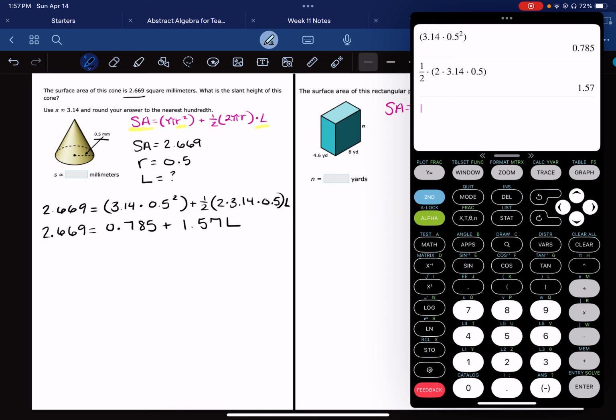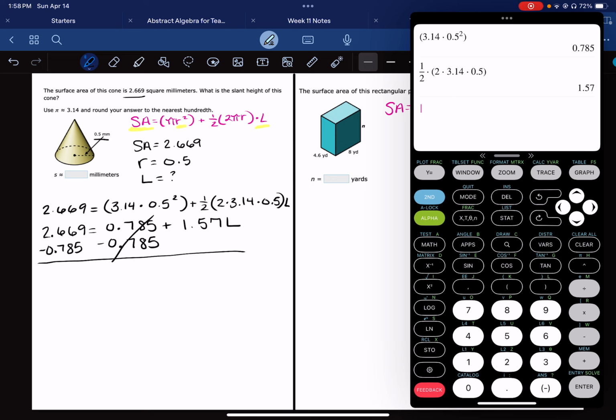And we need to solve for L. So we need to use our inverse operations to get L by itself. Looking at this equation, the first thing I want to do is get rid of this 0.785. It is the number on that side of the equation that doesn't have L. So I need to get rid of it. The opposite is going to be to subtract it. We're going to do the inverse of adding, which is subtract. And for balance, I'm going to do it on both sides of my equation.